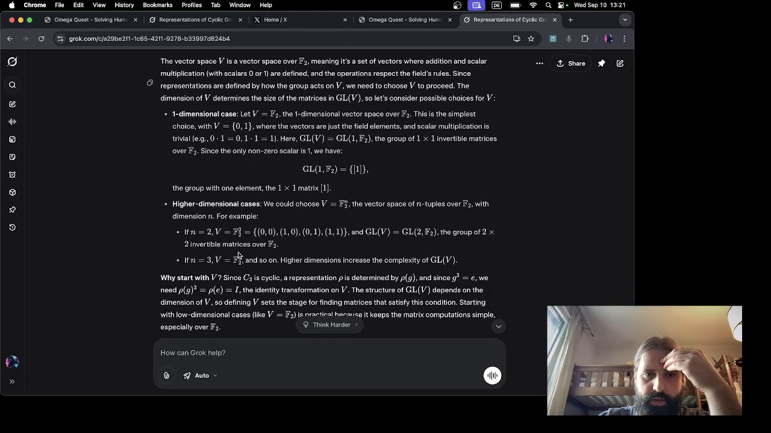High dimensional cases. So in this case, we can have F2 squared. And GLV is then the group of 2 by 2 invertible matrices over F2, and so on. So I start with V. Since C3 is cyclic, a representation, I think it's called rho, is determined by rho of G. Since G cubed equals E, we need these to hold as well.